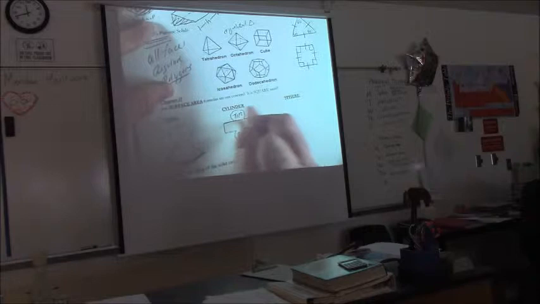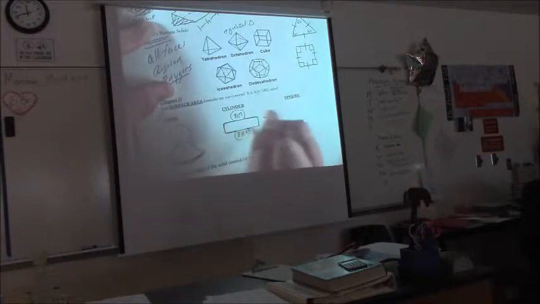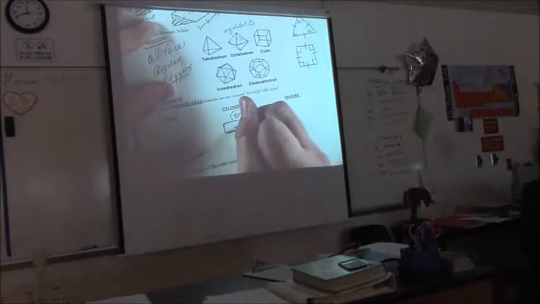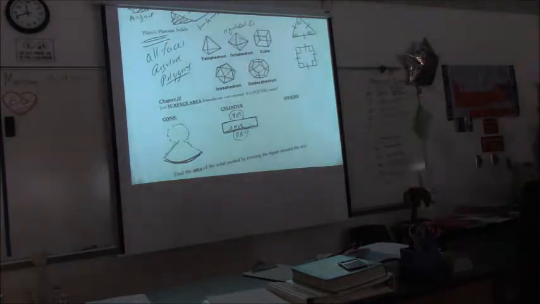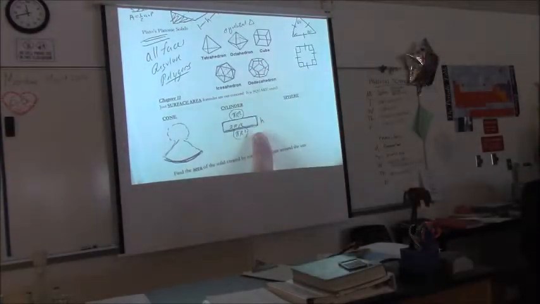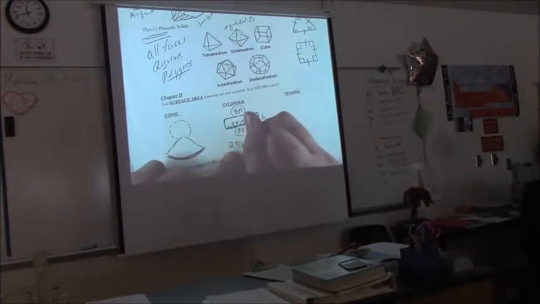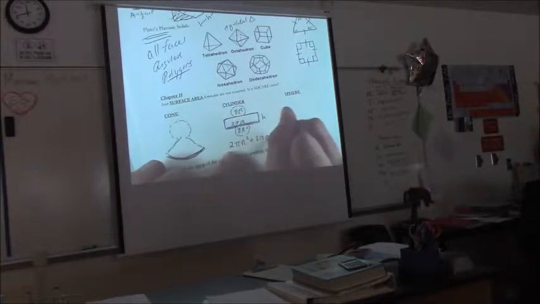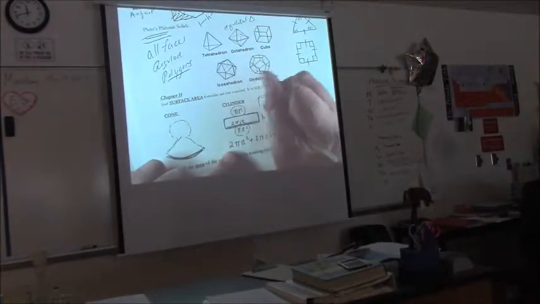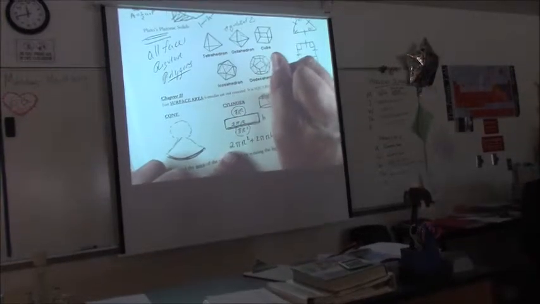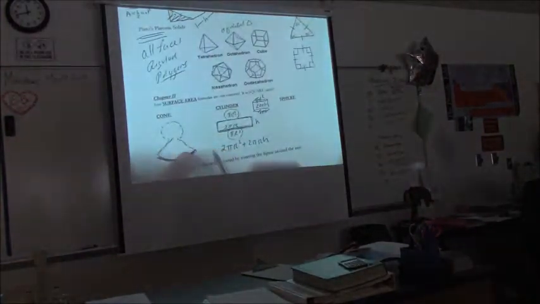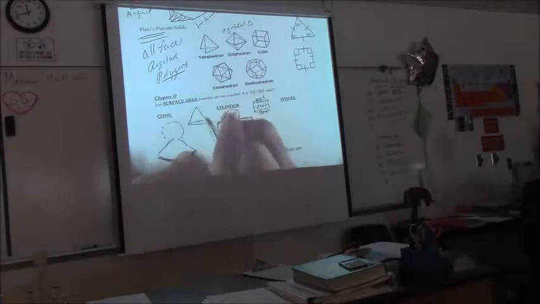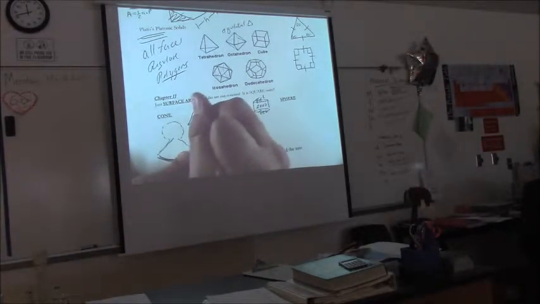Remember, the dimensions of this rectangle. The length is what? Half of the circumference? Actually, no, it's all of it, isn't it? 2 pi r, because it wraps all the way around. And then this is the height of the cylinder. So that's why the formula is 2 pi r squared plus 2 pi r h. And again, that may be one you memorize right off the bat and write down. All right, so there's your full-blown formula. The cone is what? Pi r squared plus pi r l.